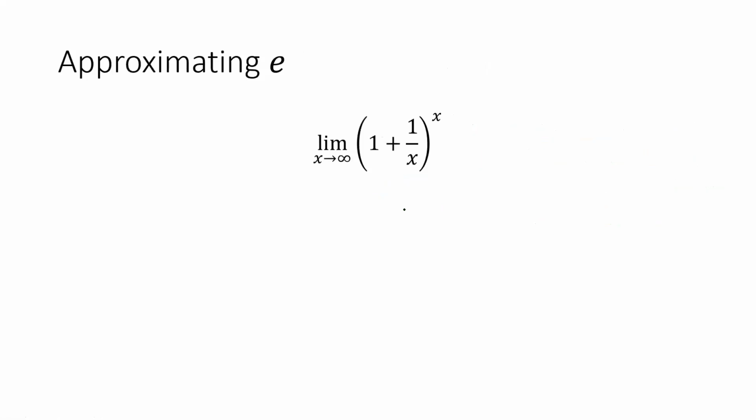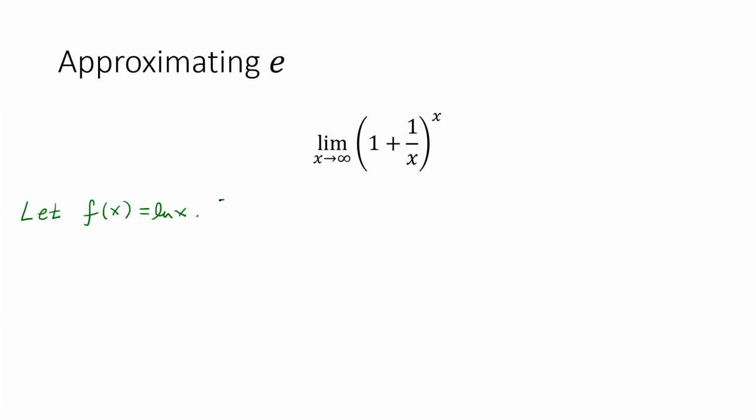So with that in mind, here's one other property: the limit as x goes to infinity of 1 plus 1 over x to the power of x. Let's think about what's going on here. I'm going to look at this in a different way for a moment. Let f of x equal ln of x.